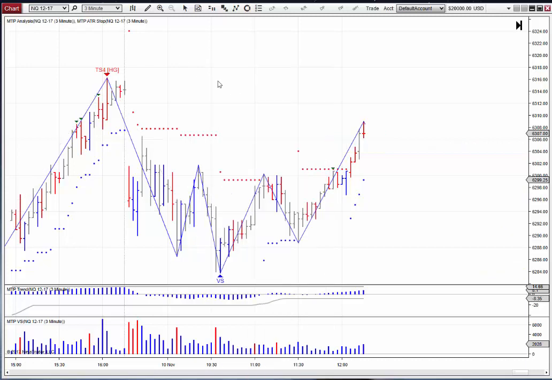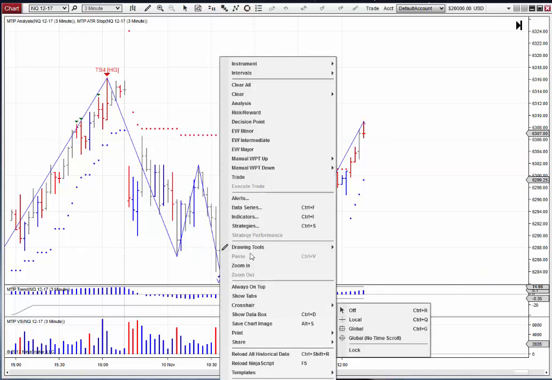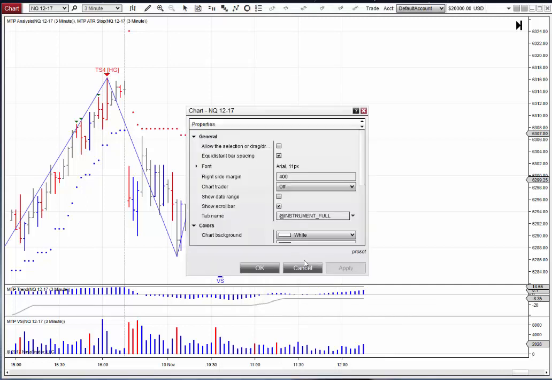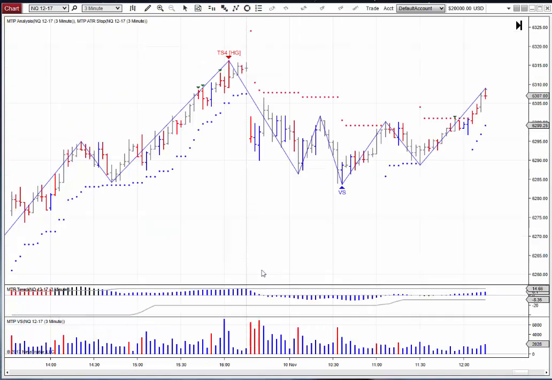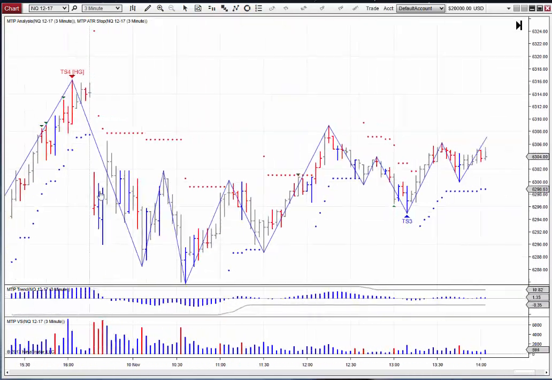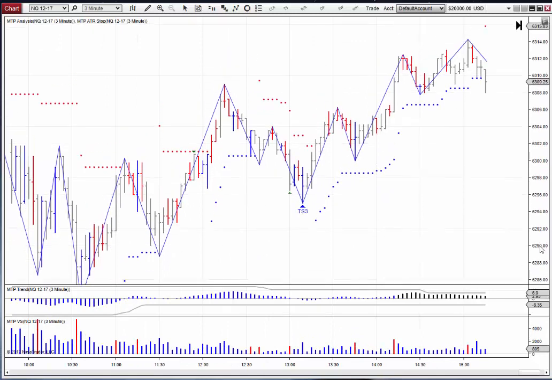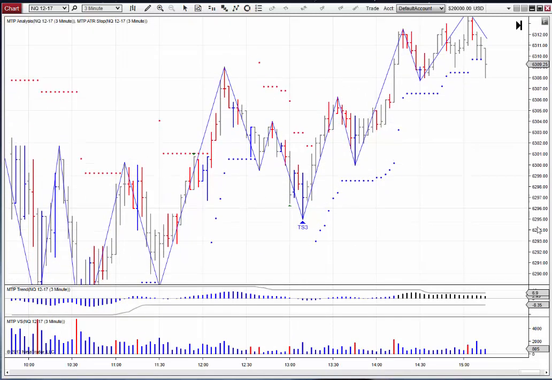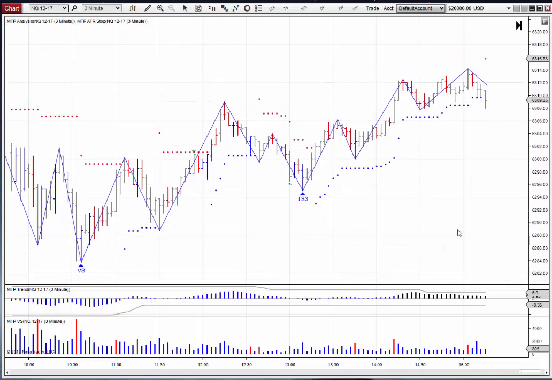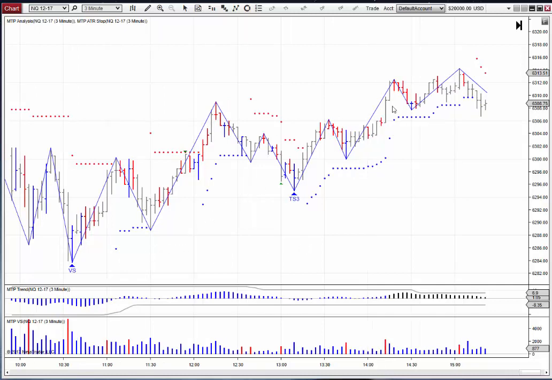Let's just clear everything off, and I just wanted to show you what happened a bit later in the day. I want to just reset that right hand margin so it gives us a little bit more space. There we go. Let's have a look at the rest of the day. You can see that the MTP trend was blue, and the market trend was indeed up for the rest of the day.